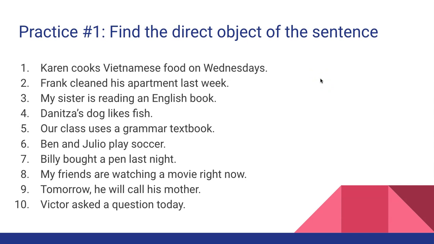Let's look at number 2. Frank cleaned his apartment last week. What did Frank do? What did Frank clean? The answer is his apartment. His apartment is the direct object of this sentence. Please pause the video here to finish this practice activity. Please find the direct object in sentence numbers 3 through 10.